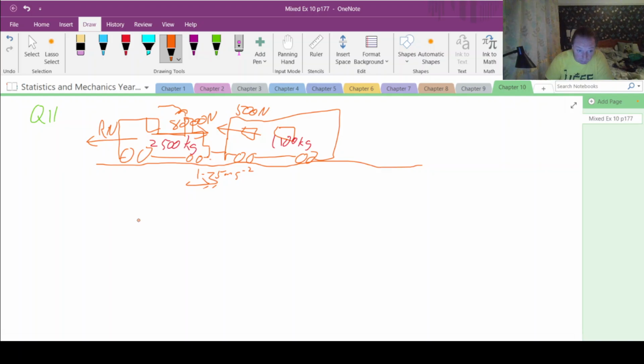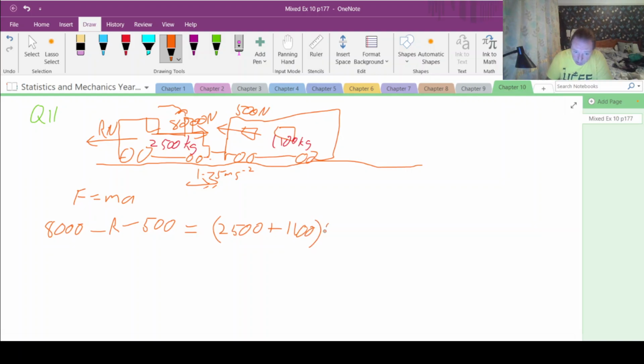Okay, a lot of information on there. It is just F equals MA. And so in terms of going towards the right in a direction, we're going to have 8,000 from the train, take away the R from the train, take away the 500 from the carriages, is going to equal the mass, which is 2,500 of the train, plus the mass of the carriages, times the acceleration, 1.75. Okay, bit of rearranging to do.